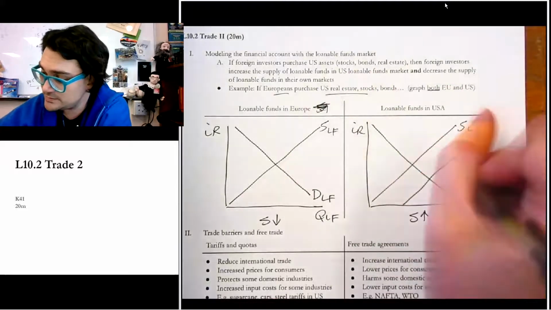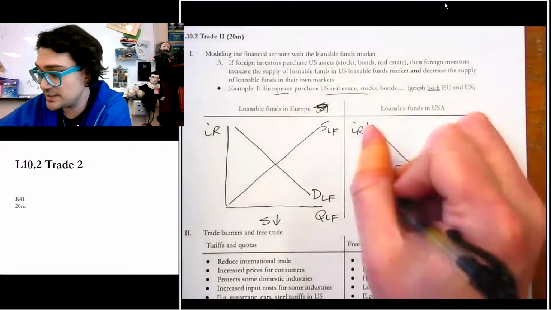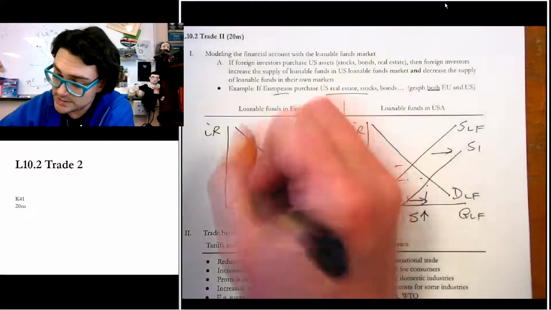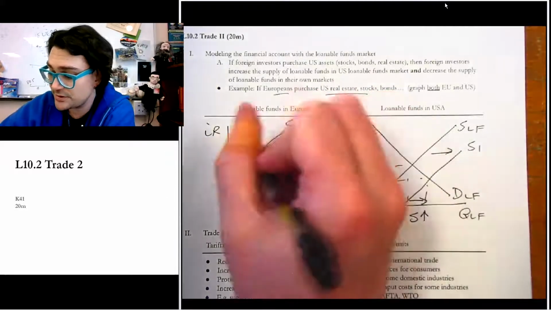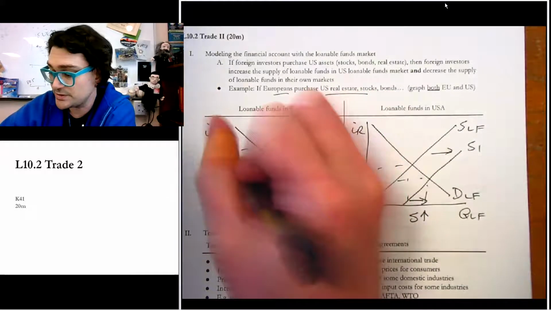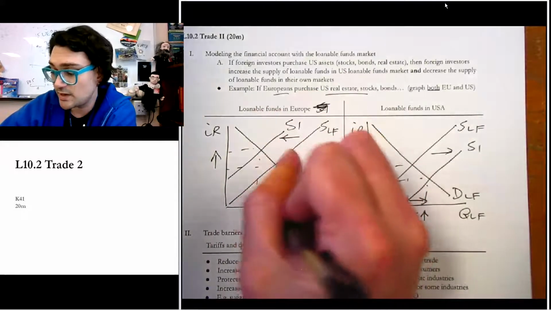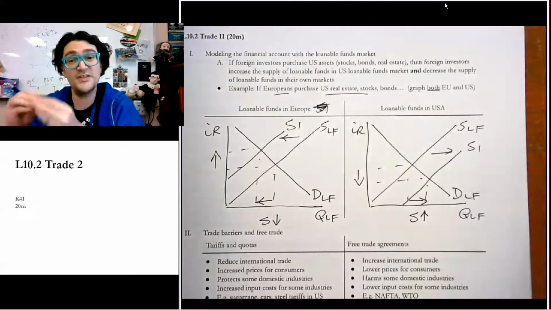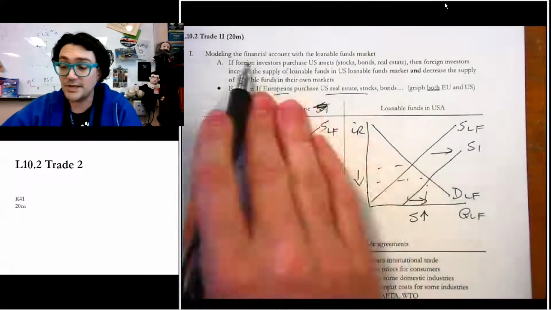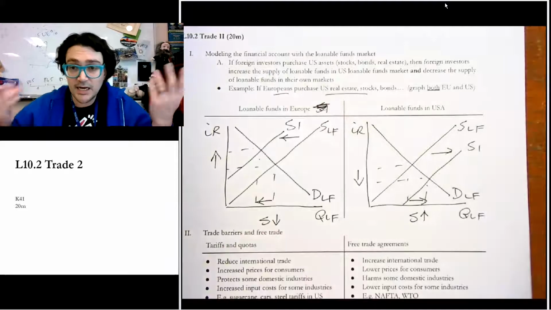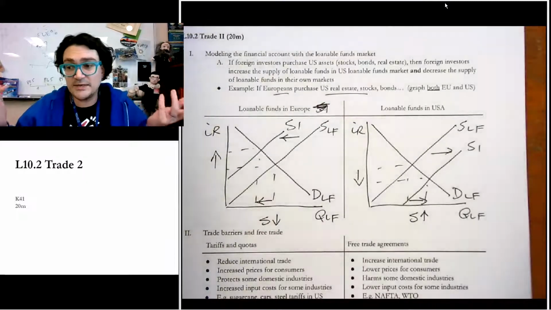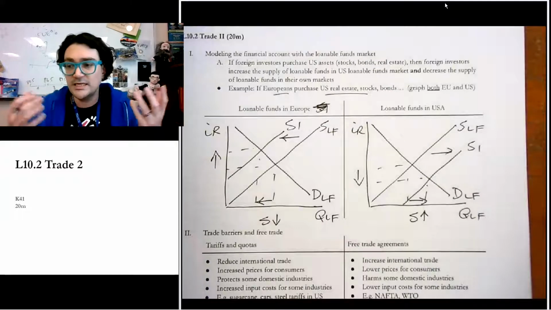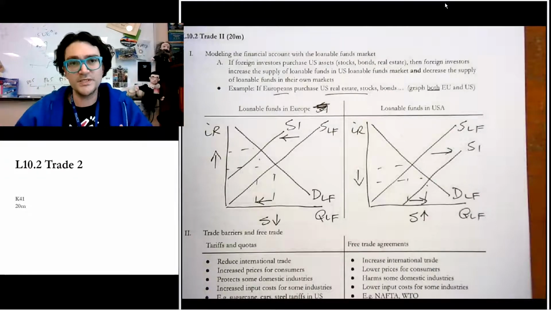So S1, it's going to cause the interest rate to go down in the United States and the quantity to go up, whereas it'll cause a disequilibrium over here the opposite way, where the real interest rate rises and the quantity decreases. So that's the idea of capital flows and the financial account. So we're actually modeling the financial account when we do that. And that's really all there is to it, right? If we had more Europeans buying more American-made stocks, bonds, and real estate, then there's going to be a change in the loanable funds markets, right?